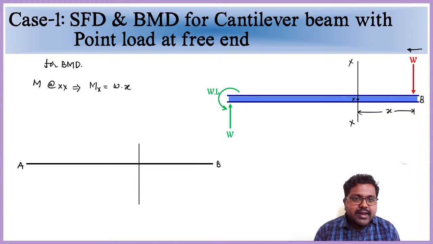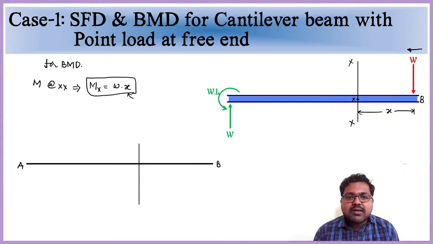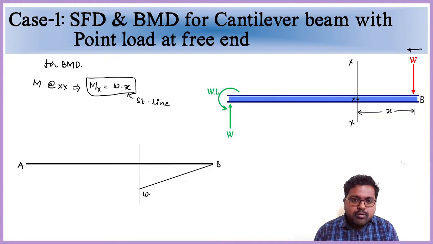So here see, it is a linear variable of x, right? So this path, if we see this path, it is like a straight line format, right? Y equal to mx, which is representing a straight line format. So the path of the bending moment will also follow a straight line from B. So from B it will follow a straight line like this, where we got the value of W into x here.